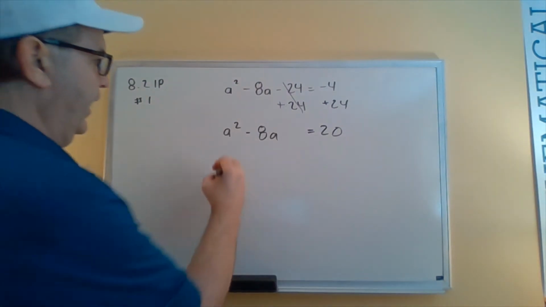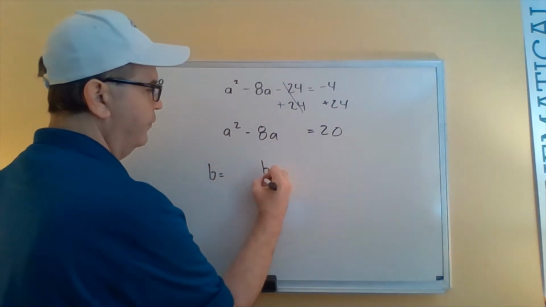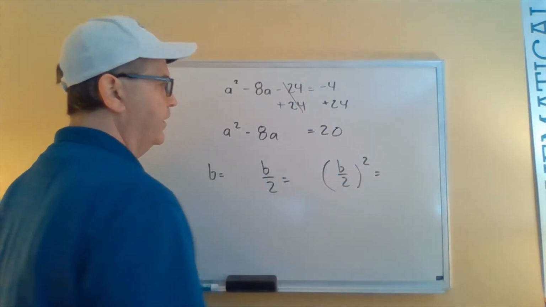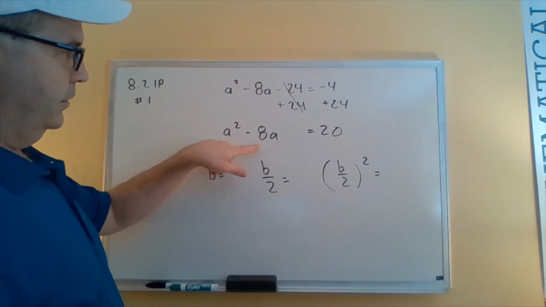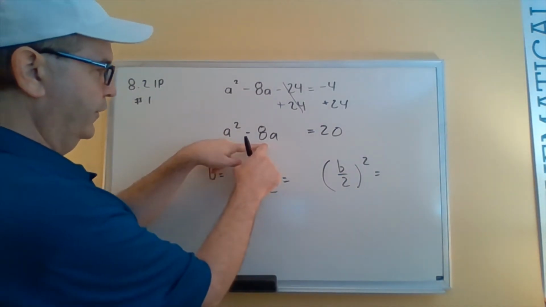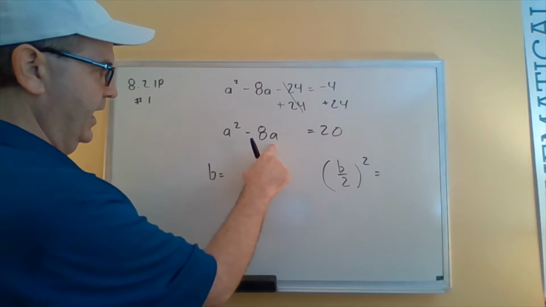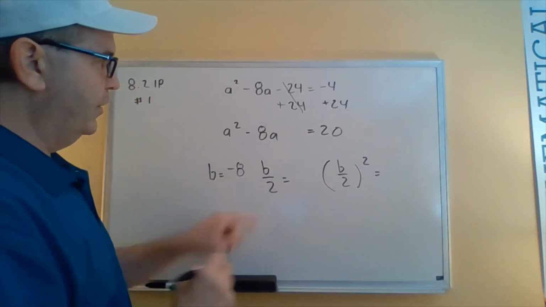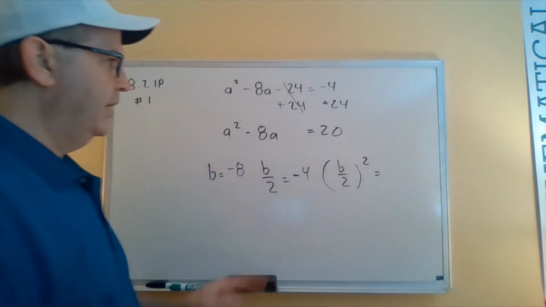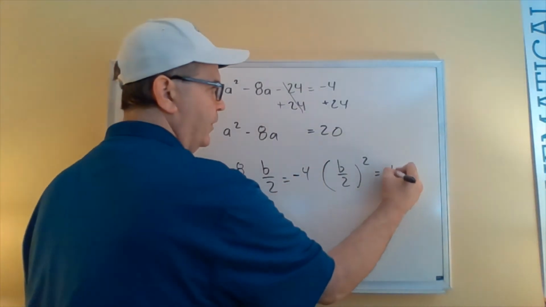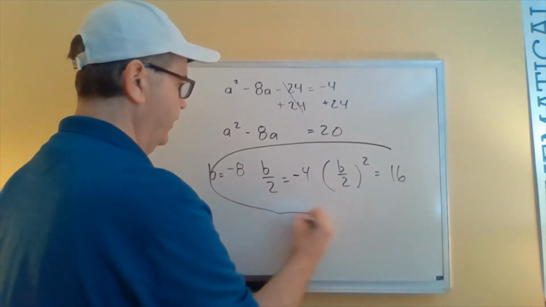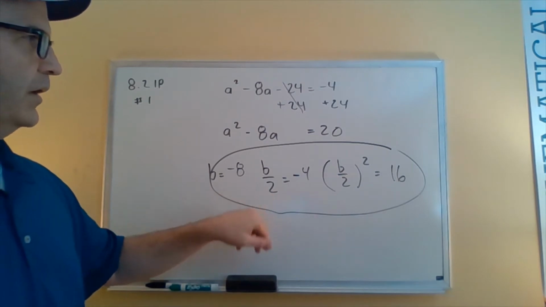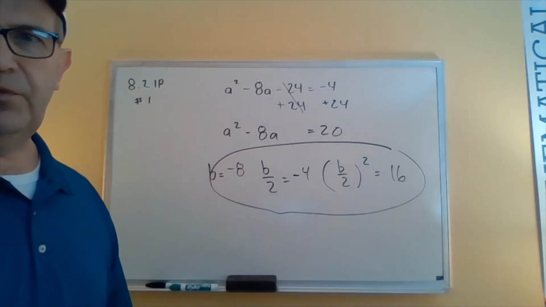Now we need to identify b, b over 2, and finally b over 2 squared. And b is our coefficient that goes with our middle term here, 8a. So our b is going to be negative 8. Our b over 2 will be negative 4. And when we square b over 2, we get 16. So there is our answer for number 1: b equals negative 8, b over 2 equals negative 4, and b over 2 squared equals 16.